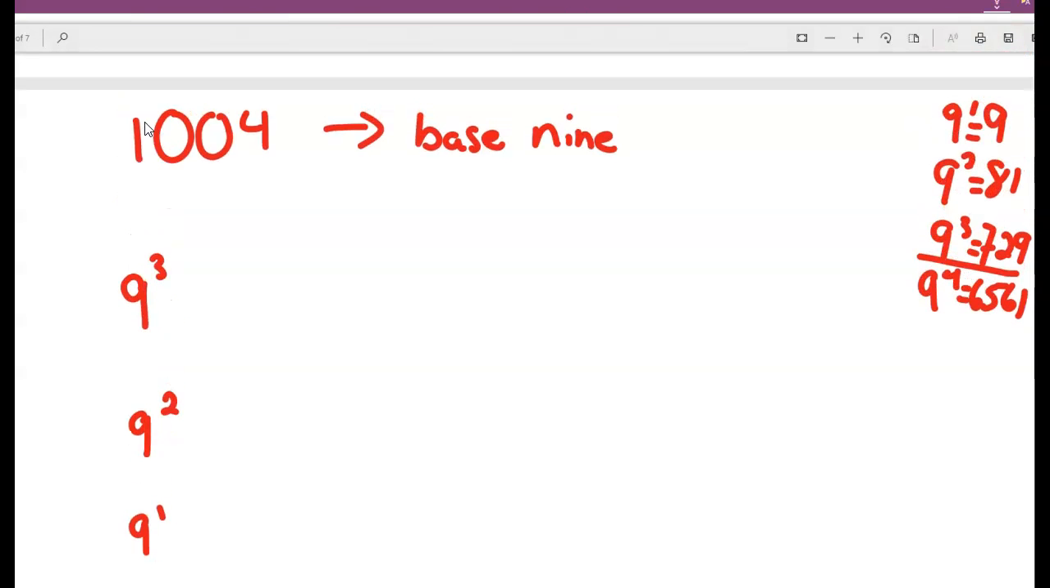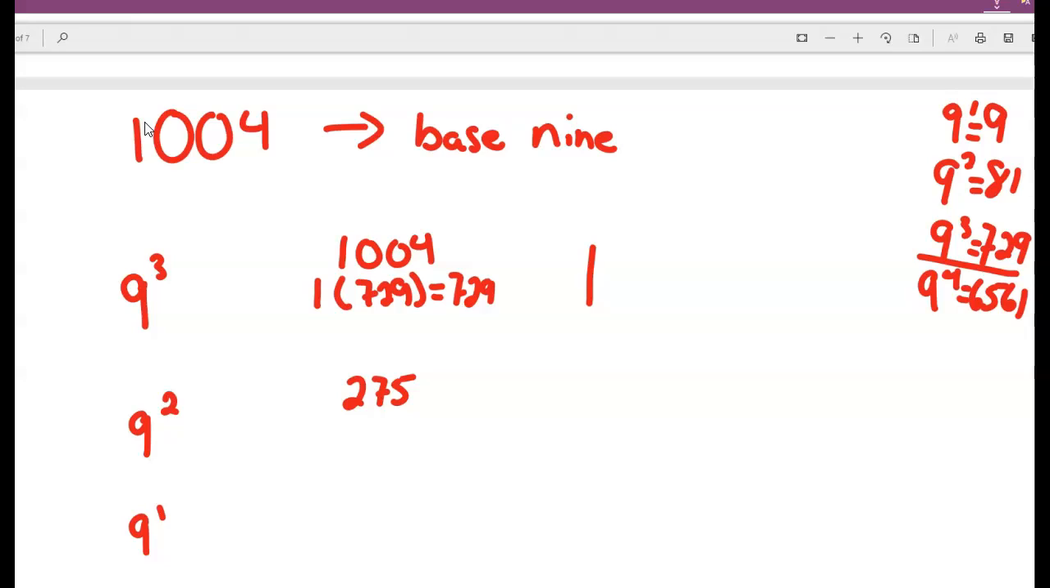Now my first step is to see how many times this 729 goes into 1004. Well, if I do the division, I'll find out that it only goes in one time. So what I'm doing is taking 729 times however many times it goes in, and then I will subtract the 1004 minus the 729. When I do so, it will give me 275.